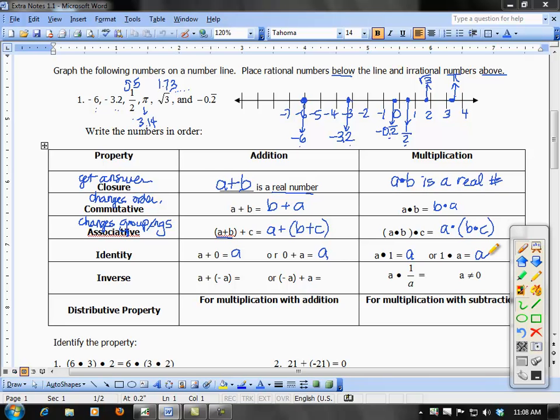The inverse says, how do I get back to the identity? So your goal is to end with the identity. If I take a number and its inverse, this is what we consider the inverse. It's basically what you probably think of as the opposite. What's going to happen is I get back to the identity. Or I can go in the other direction as well and get the identity.